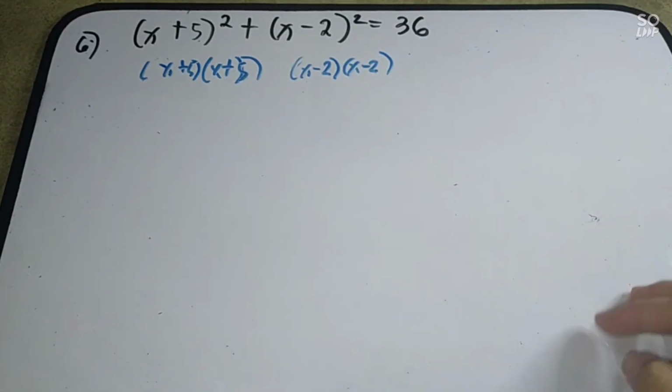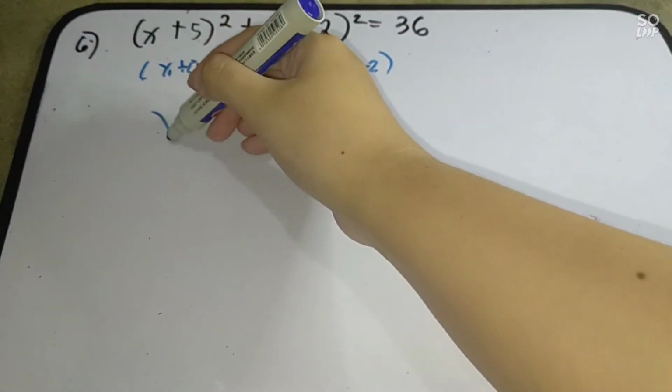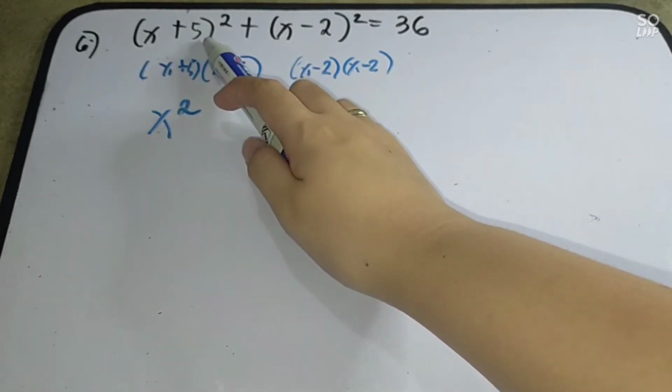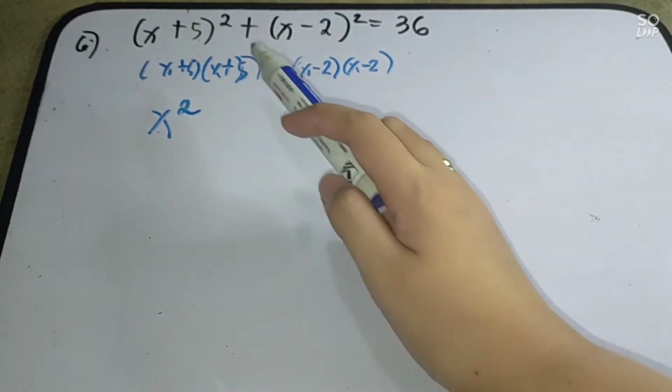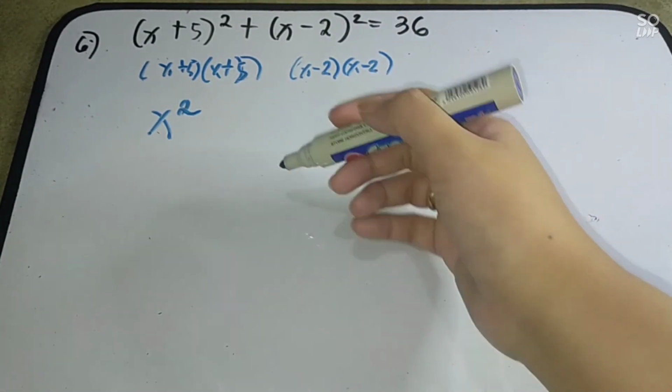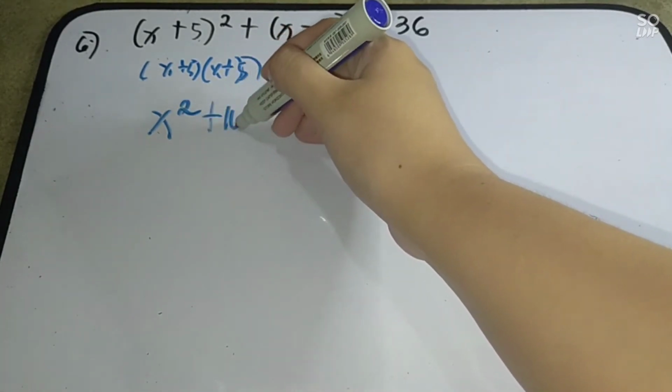Okay? FOIL method lang. So, let us have the shortcut 1. So, paano po yung shortcut 1? Squared mo yung first term. So, squared ni x, we have here x squared. Next, i-multiply mo yung dalawang term, 5 times x, we have here 5x. Then, multiply mo lang sa 2. Dodoblihin mo lang yung 5x. So, the answer is 10x.